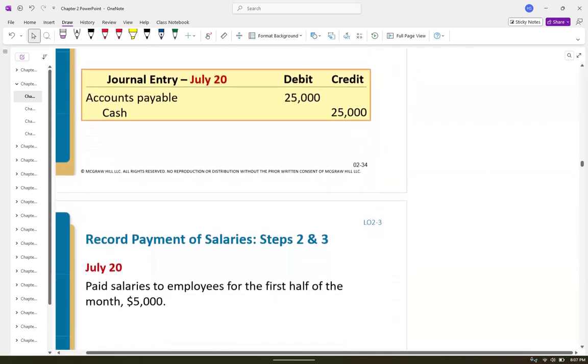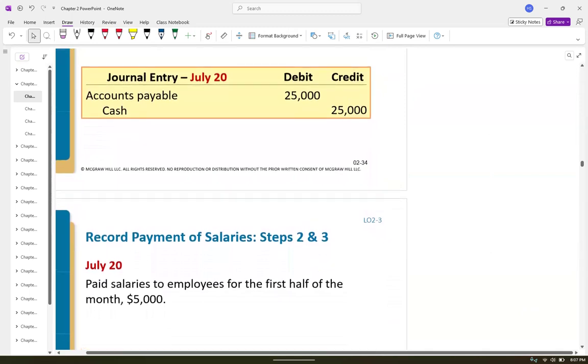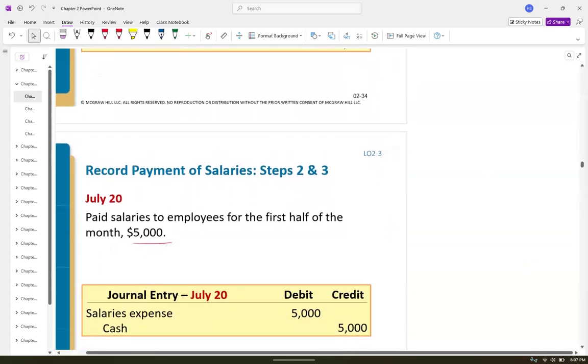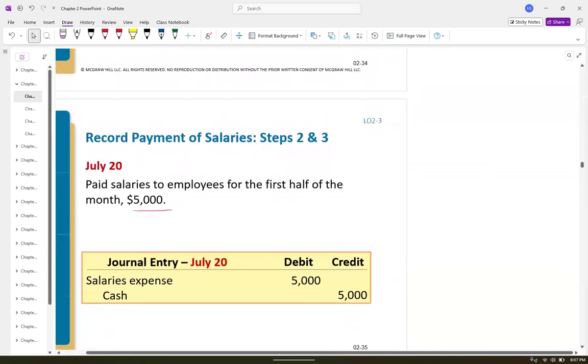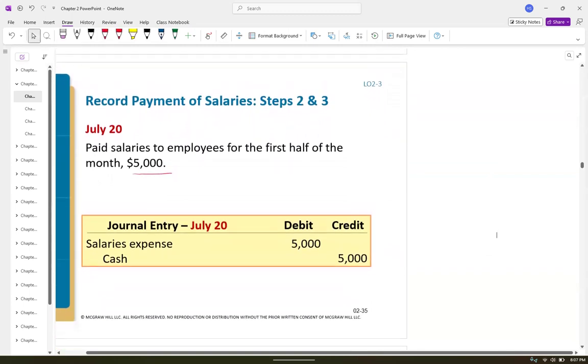Next, we're going to record payment of salaries. We paid salaries to employees for the first half of the month of $5,000. We are going to debit salaries expense for 5,000 and credit cash. Realize that's a very simplified salary and wage expense, because we did a tiny bit of payroll back in principles, and that was a huge journal entry, and that was probably simplified.